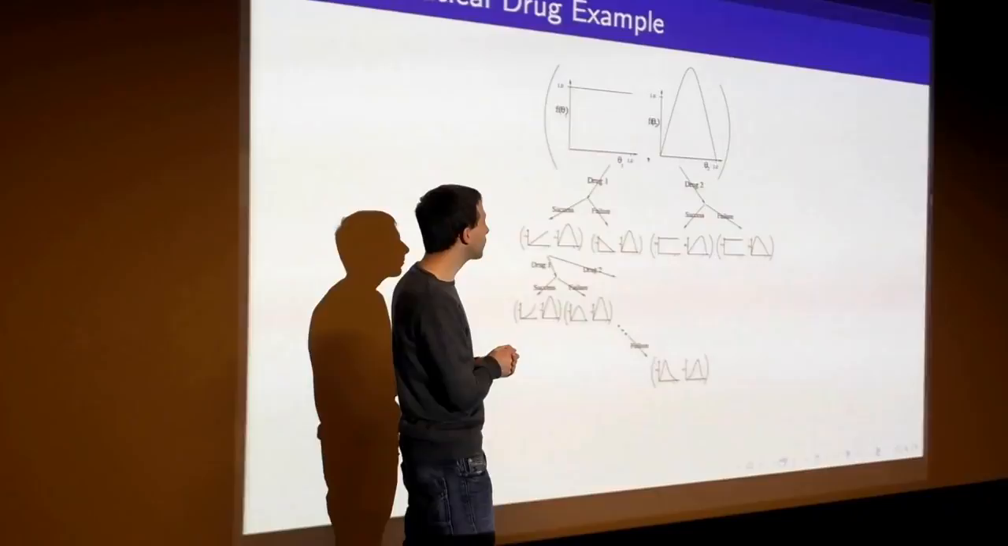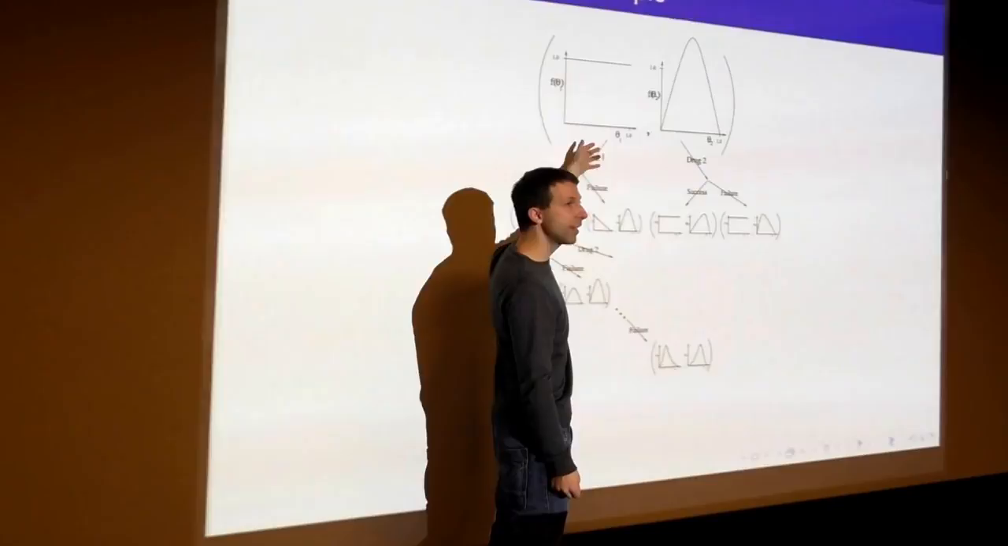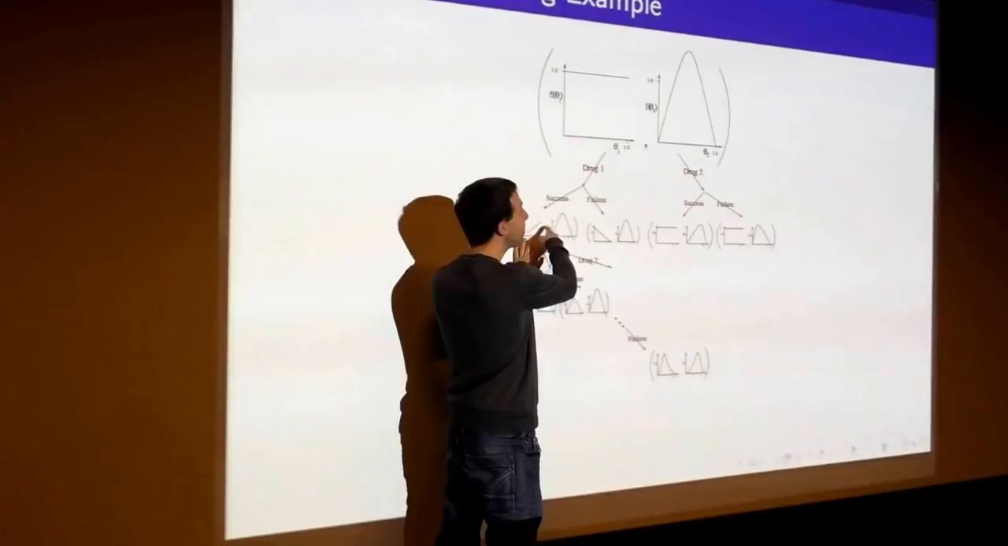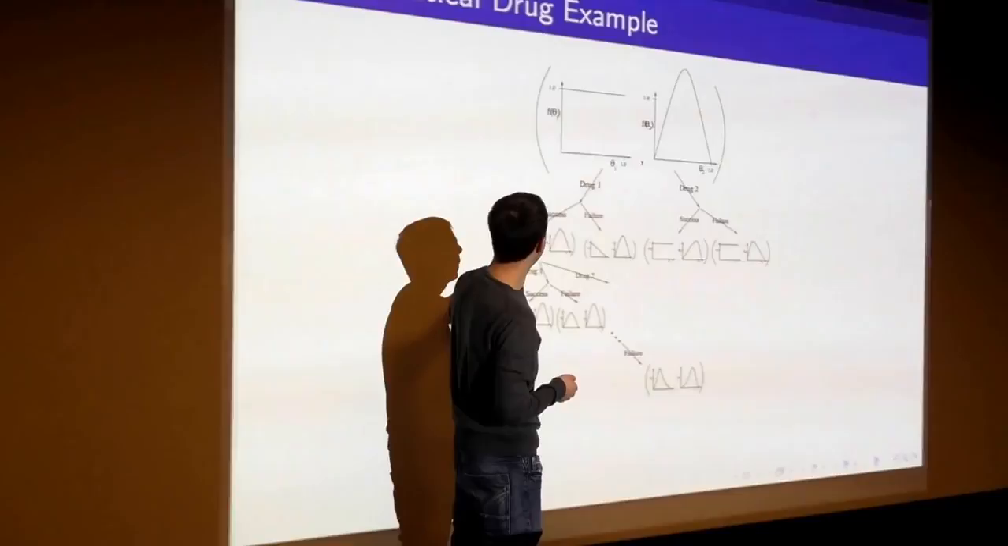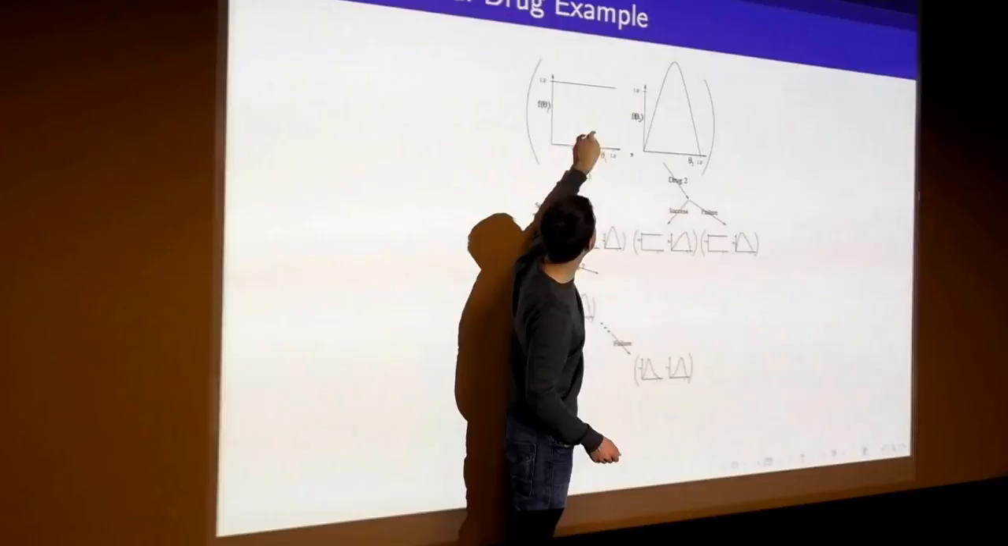We could say, well, I could pick the left arm. If I pick the left arm, I'll be in a situation where I would update my distributions in the following way. Let's say I try drug one and it succeeds. Well, now I would start to skew this distribution towards success. I would start to think there's more probability that it's a good drug than a bad drug.